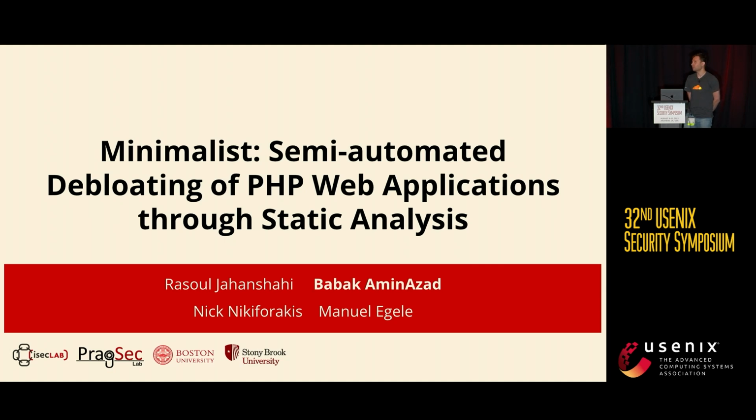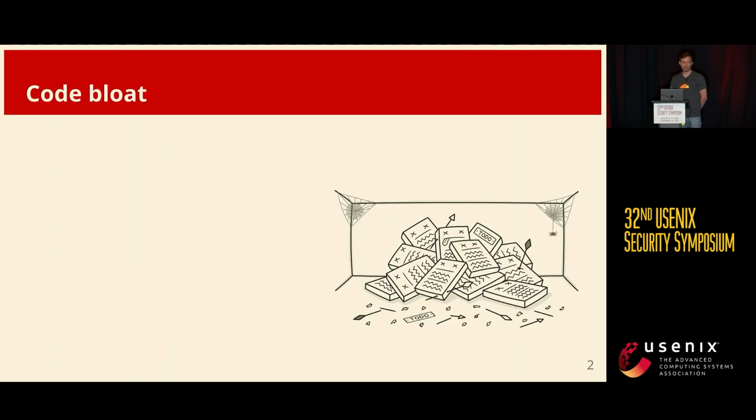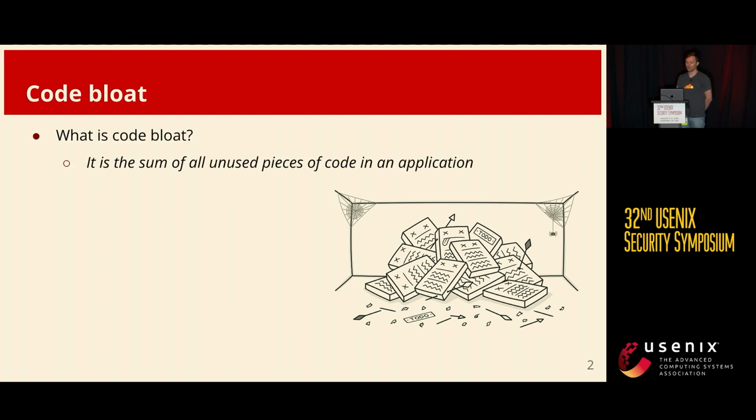The title of our work is Minimalist, and we're doing semi-automated debloating of PHP applications through static analysis. To start, we have to define what we mean by code bloat, and with that, we are referring to the sum of all unused pieces of code in an application. This can be a list of features that you don't need, or this can refer to third-party dependencies and other code that you pull into your application via libraries that, for whatever reason, you don't need. Then we need to discuss why this is bad, and then finally show you what we can do about it.